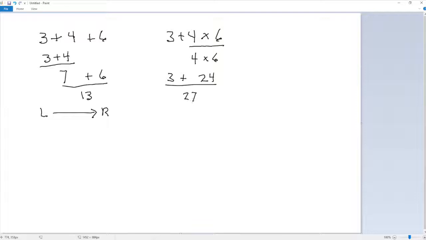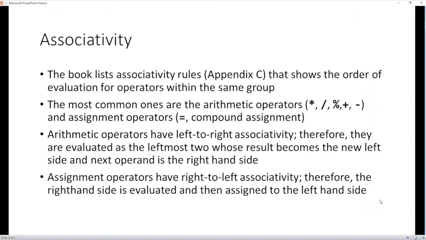The precedence and associativity rules ensure that expressions are evaluated identically regardless of which machine or which time the program is run. It always is done the same way. Different than arithmetic operators are the assignment operators.